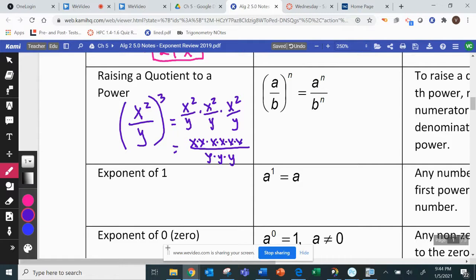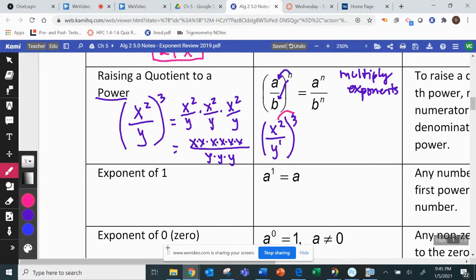So what you can do is take the exponent and give it to both the numerator and the denominator. So we're doing that by multiplication, because anything with a power is going to multiply the exponents. I'll do that with my example here. If I have x squared over y, and that's to the third, that would be like y to the first. And then I'm going to multiply these, which gives me x to the sixth over y to the third. And that's what I had over there as well.